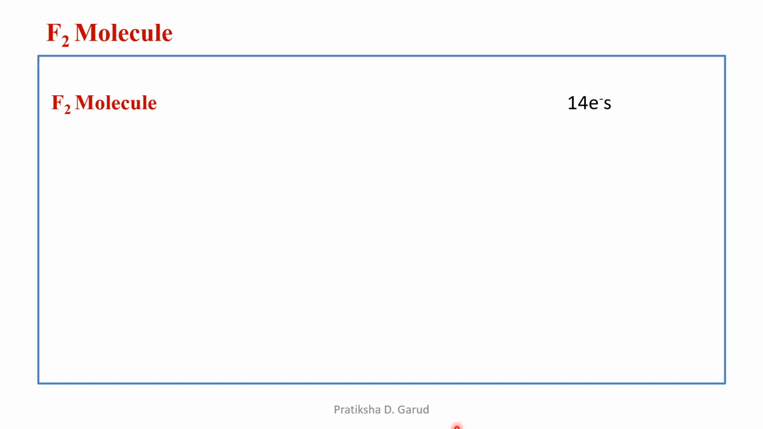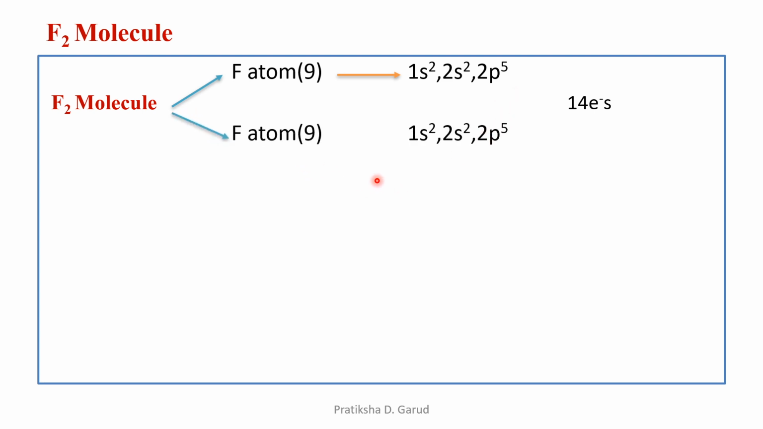This F2 molecule consists of a total of 14 electrons. That means in the MO energy level diagram, we have to put only the 14 electrons. So let's see from where these 14 electrons are coming. The structure of the F2 molecule shows the presence of two fluorine atoms. First, we have the first fluorine atom with atomic number 9, that means the electronic configuration is 1s2, 2s2, 2p5. Similarly, the second fluorine atom with atomic number 9 has the electronic configuration 1s2, 2s2, 2p5.